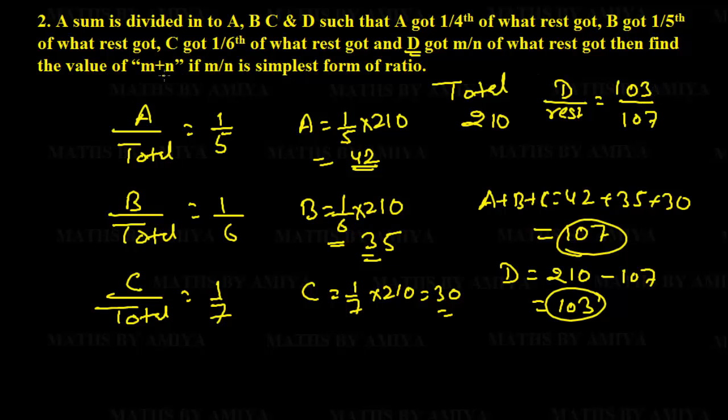Now our question is, what is the value of M plus N? This is M and N. So the M plus N is nothing but the total value, 210. I hope this one is clear.